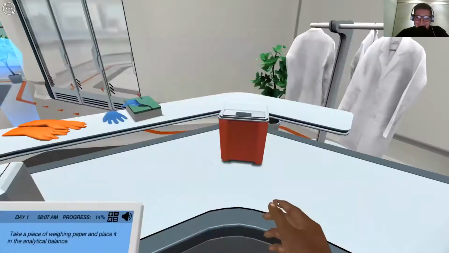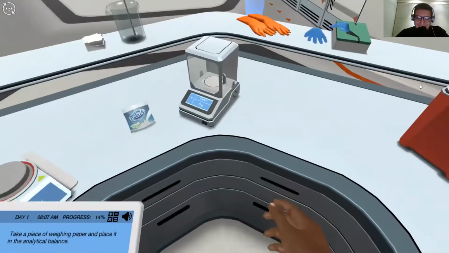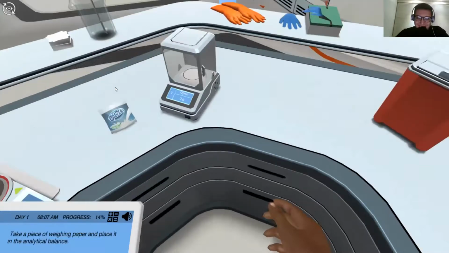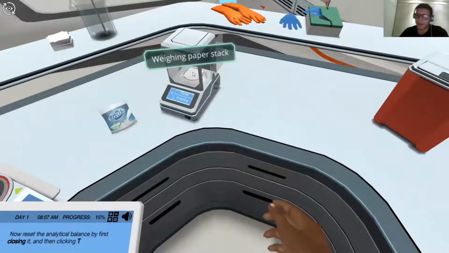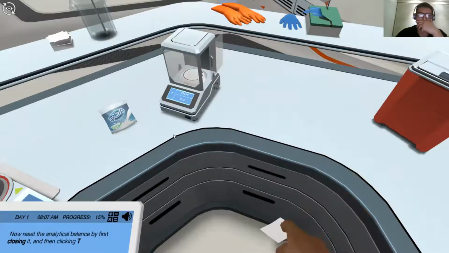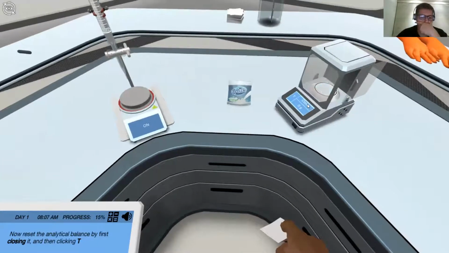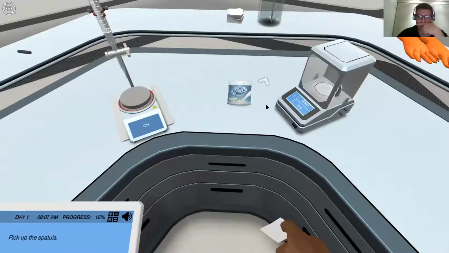Take a piece of weighing paper and place it in the analytical balance. Now reset the analytical balance by first closing it and then clicking T. Pick up the spatula.